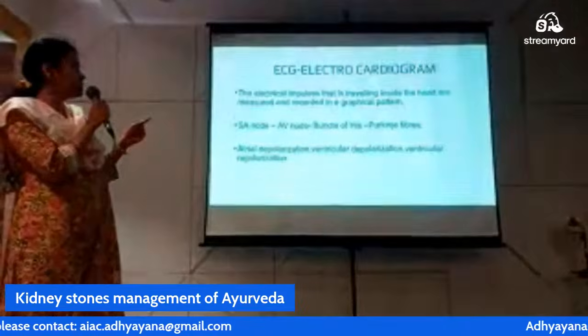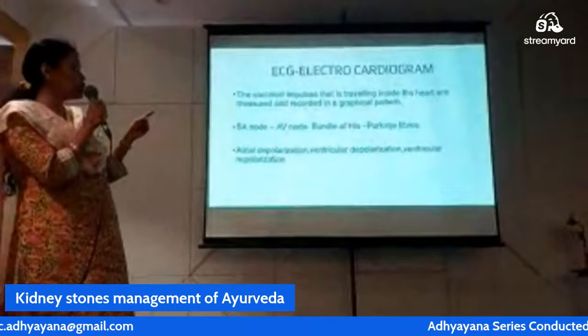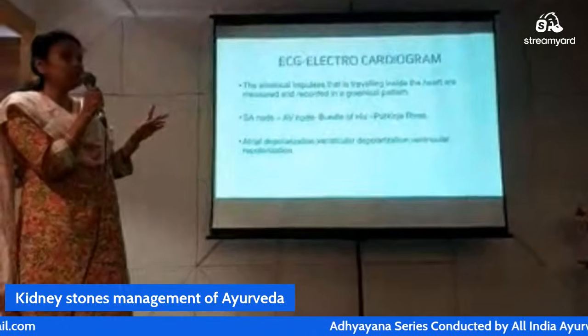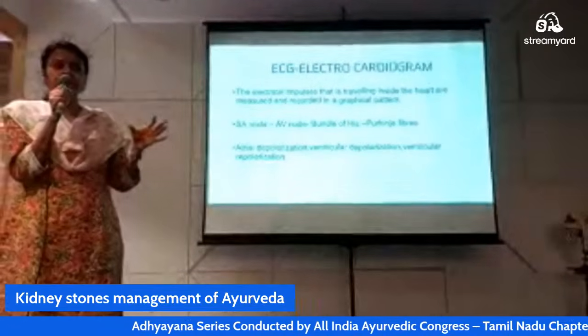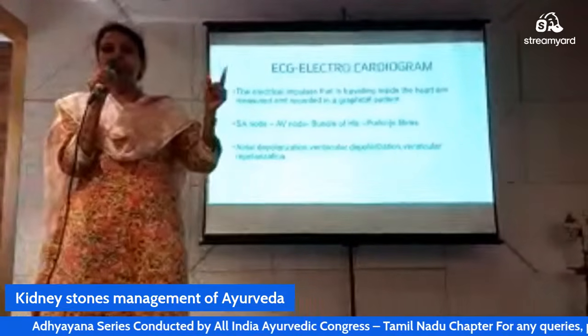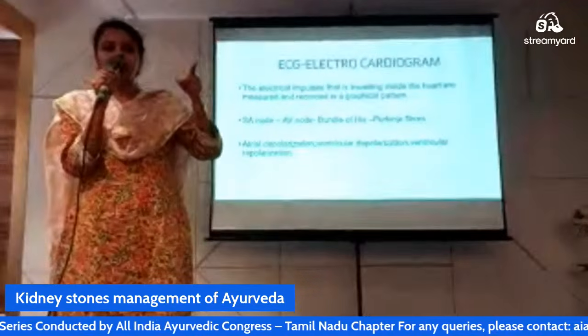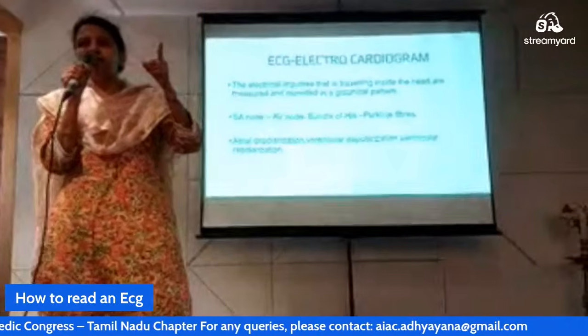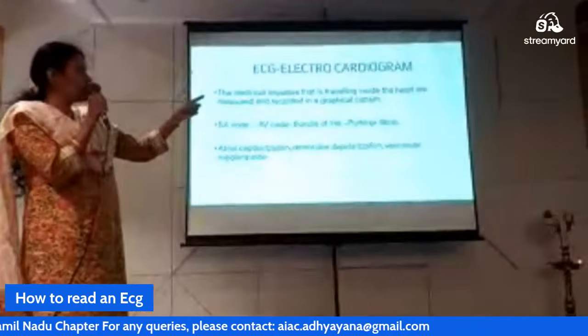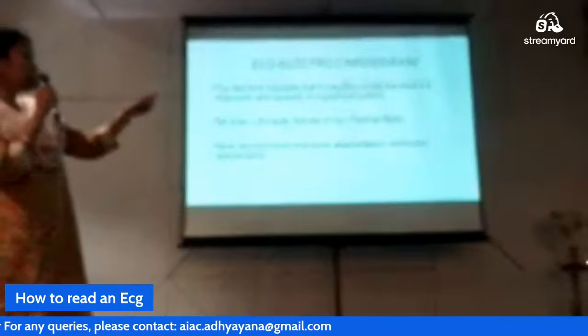So the electrical impulses traveling inside the heart are measured and recorded in a graphical pattern called an electrocardiogram. We all know where the electrical impulses generate. They generate from the SA node, then travel to the AV node, then to the bundle of His, and then to the Purkinje fibers. This is how the electrical impulses travel.